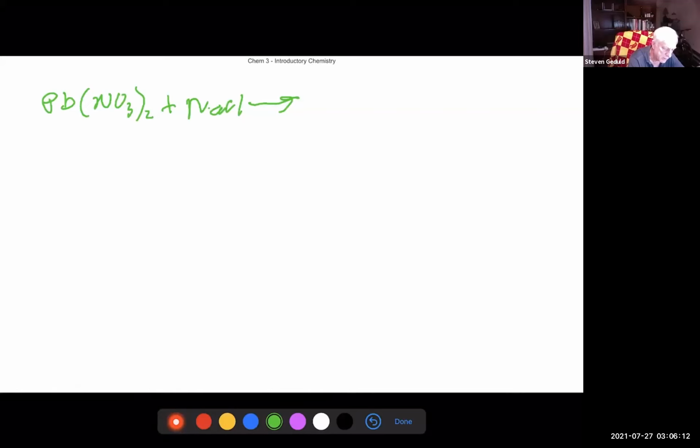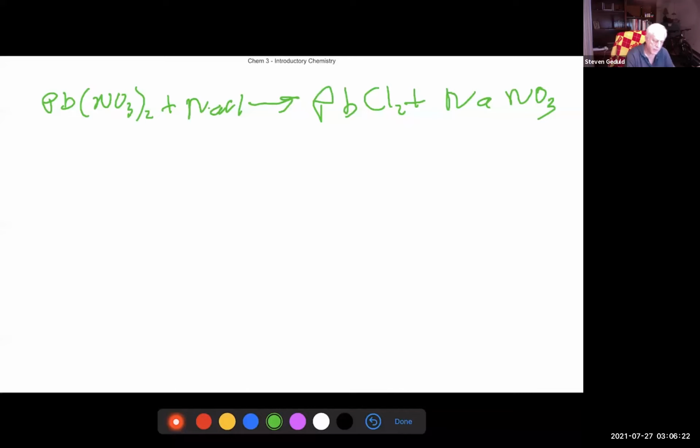So we're getting lead chloride plus sodium nitrate. Has to be a 2 here, and has to be a 2 here. And one lead, 2 NO3s, 2 NO3s, 2 sodiums, 2 sodiums, 2 chlorines, 2 chlorines. All right, so we're balanced.